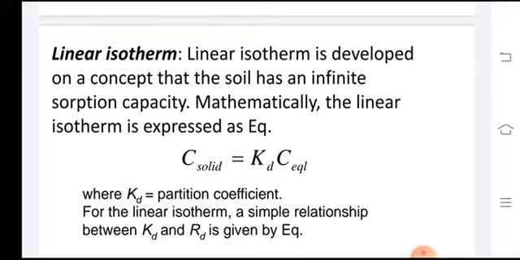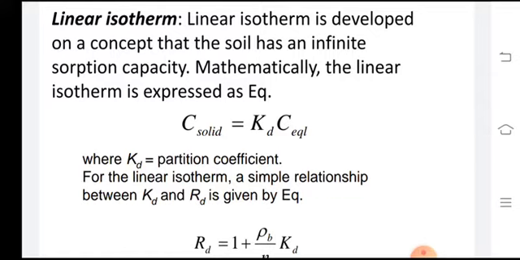scenario development, in which the soil has an infinite sorption capacity. As much as the flow of solute is coming, it will get adsorbed in the medium. So mathematically, the linear isotherm is expressed in this form: C solid is equal to Kd, which is the partition coefficient, multiplied by the C equilibrium. This C equilibrium is actually representing the amount which will exist in the aqueous phase concentration.